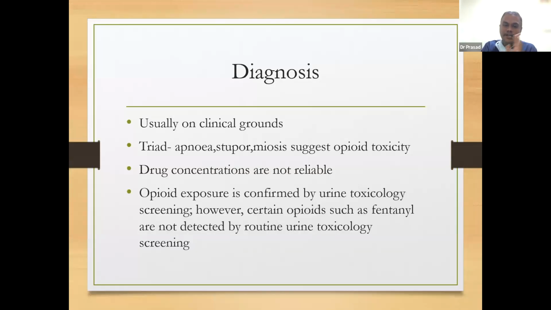Diagnosis usually is on clinical grounds. There is a triad, that is apnea, stupor, meiosis, suggesting opioid toxicity. Drug concentrations are not reliable. Opioid exposure is confirmed by urine toxicology screening. However, certain opioids such as fentanyl are not detected by routine urine toxicology screening.